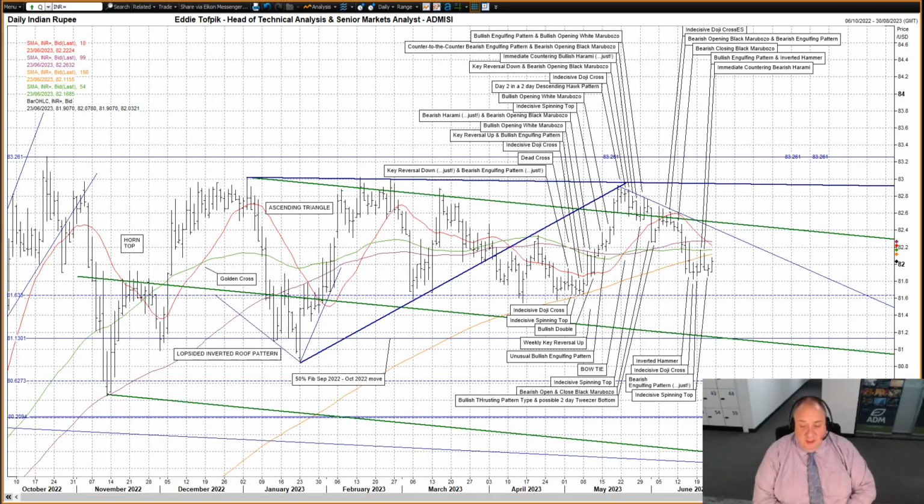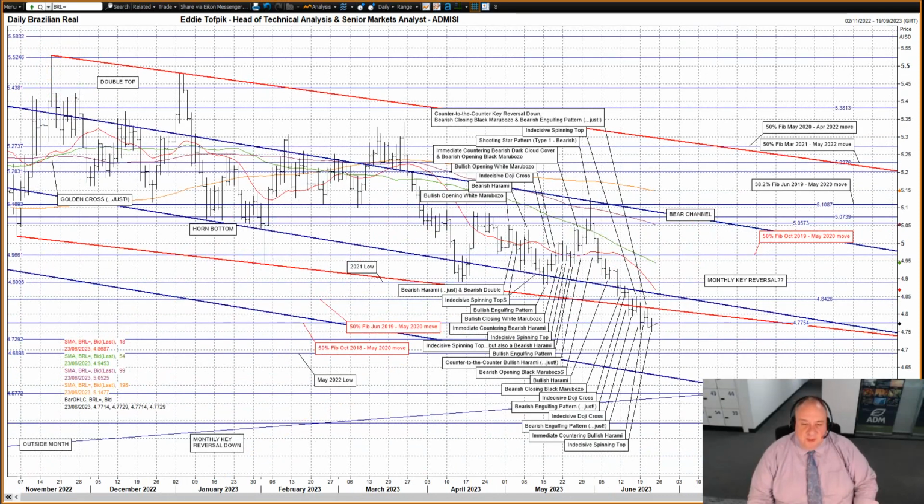So far today, a significant lower open, though still within the 81.90 to 82 even range, if only just, but then a straight move higher up towards the long moving average and looking right now like a combined bullish engulfing pattern and bullish opening white Mariposa.